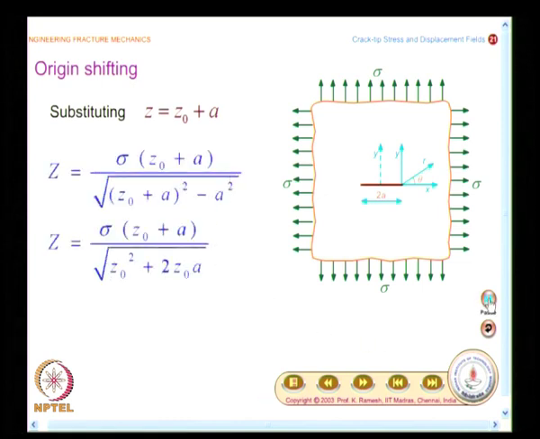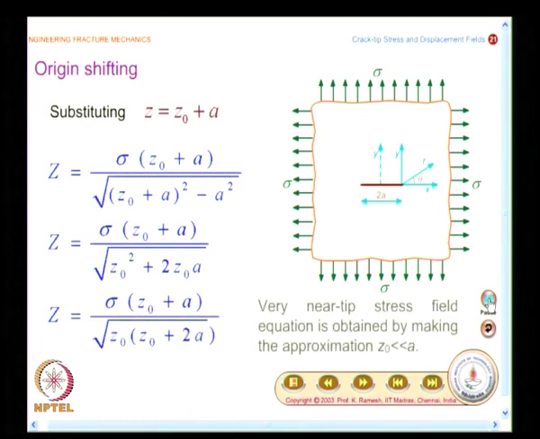and how does this modification affect us? So, when you substitute small z equal to z naught plus a, where z naught is this distance measured from the crack tip, your Westergaard stress function would change, and it would be something like this.